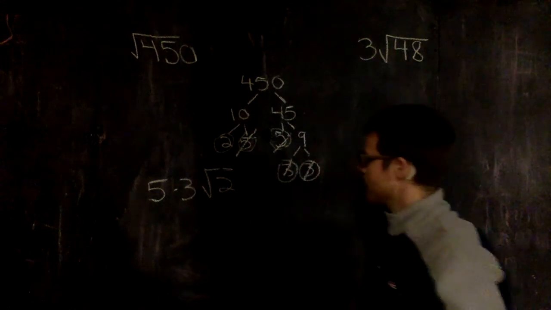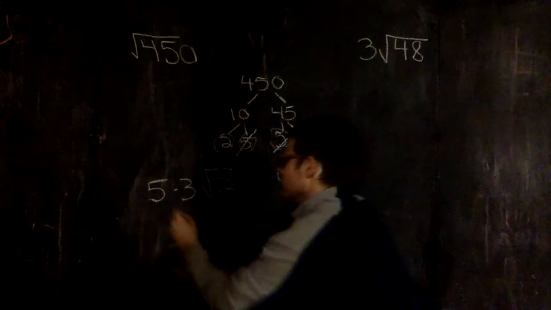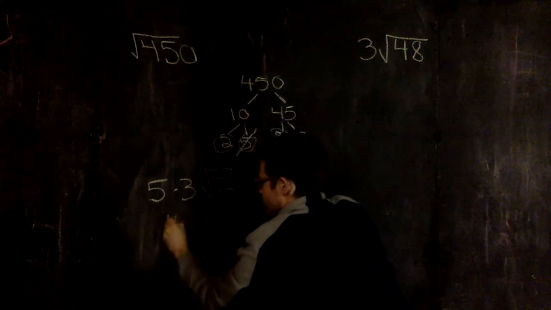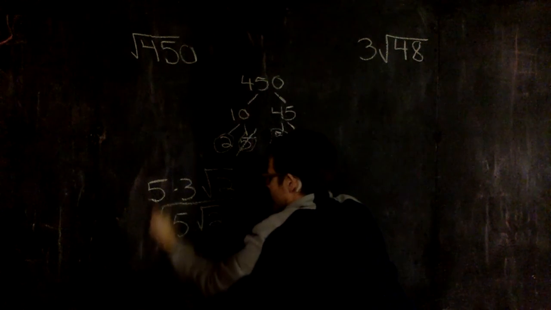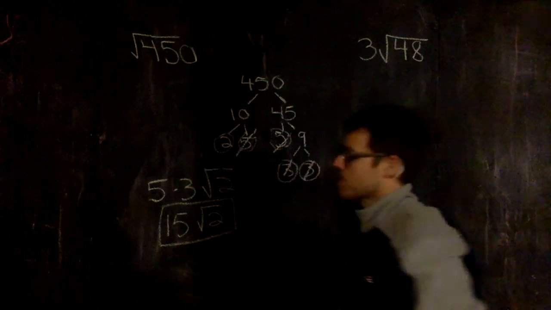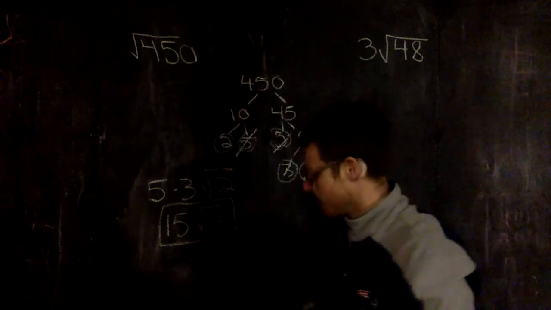And then my last step is just to combine, since I have more than one factor out here. 5 times 3 is 15. 15 square root of 2 is my answer. So that's how I'm going to do the problem that you see that just has a number underneath.